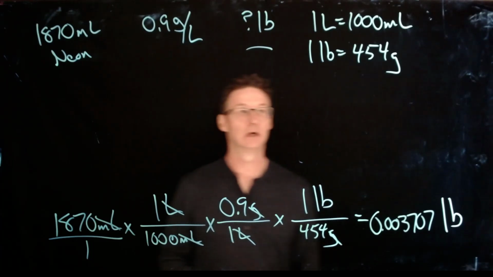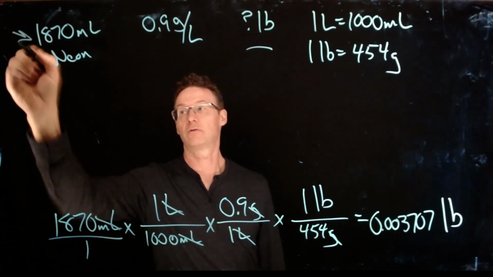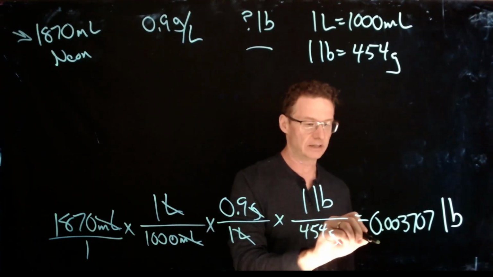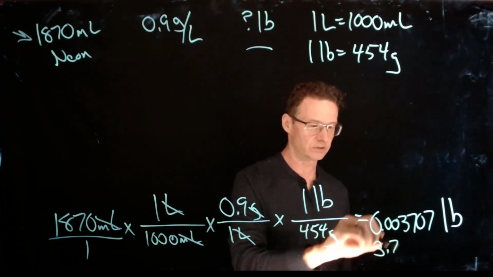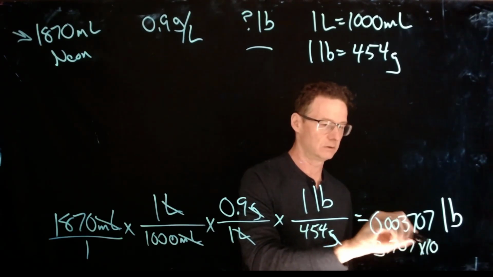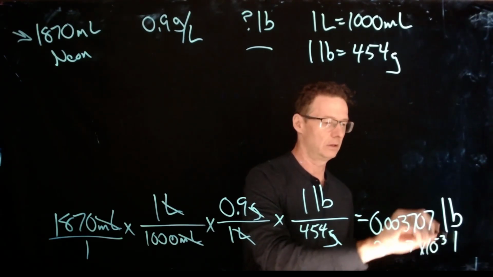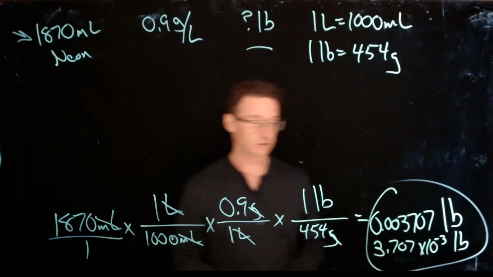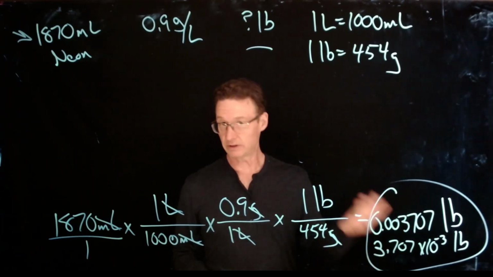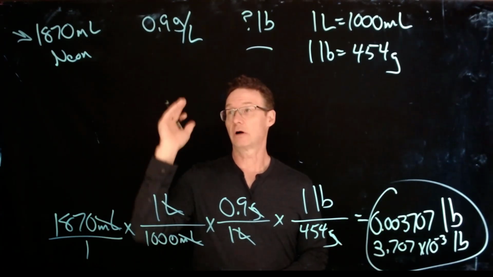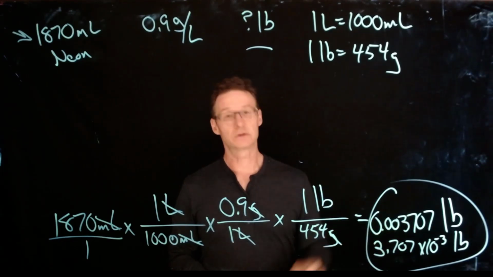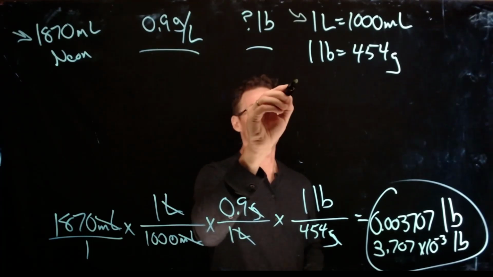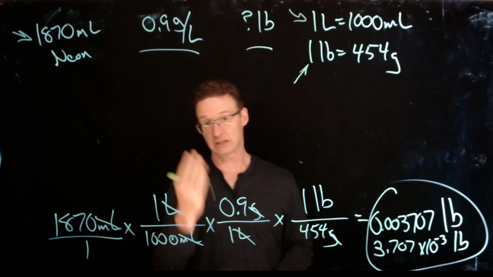0.0037707 pounds. Since we started with 4 significant figures, that was the number of significant figures I left here, and we could convert that to scientific notation, which would be 3.707 times 10 to the negative 3rd power, and the unit here is pounds. So depending on whether you need your answer in scientific notation or not, those are the same number written in 2 different forms. So we've converted our milliliters of neon to pounds using the intermediate steps of grams per liter, liters per milliliter, and grams per pound. So a 3-step conversion there.